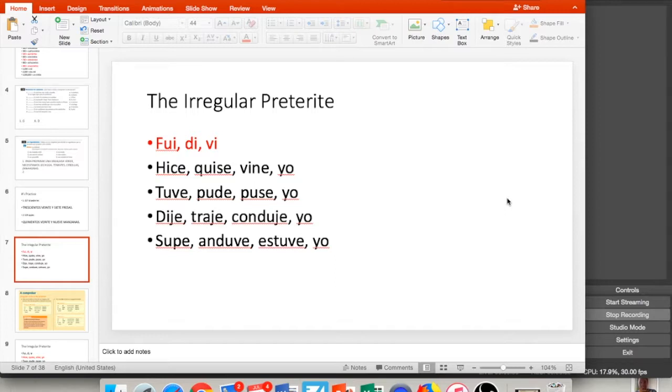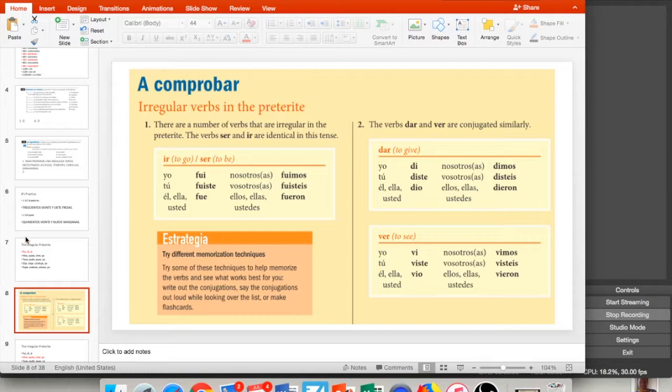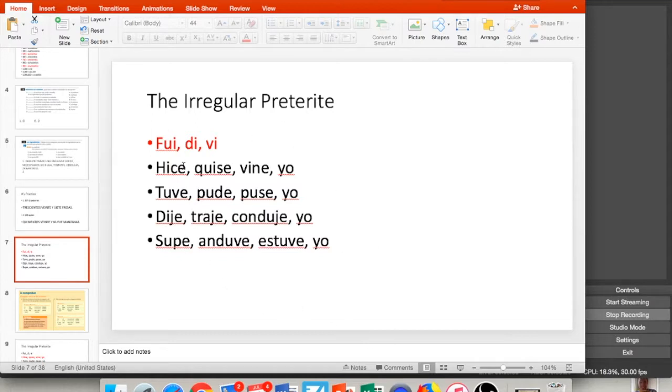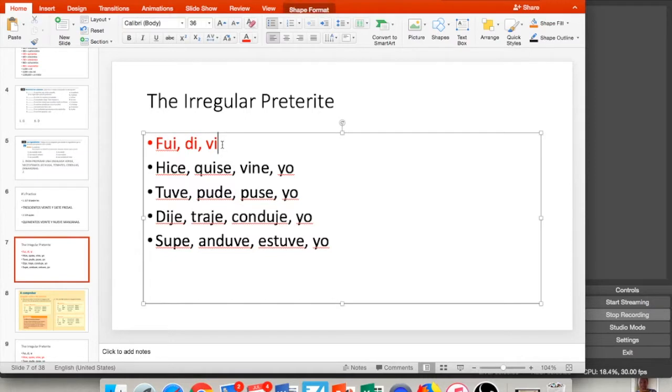So this may mean nothing to you at first, but these are all of your irregular preterite words, and they're grouped in lines based on the type of irregularity that they have. So let's look at the first one, fui, di, vi. We call this group los verbos cortos, or short verbs. You can see this song contains only the yo forms of all of these, hence why they all end in yo. So fui, di, and vi, these are my verbos cortos.